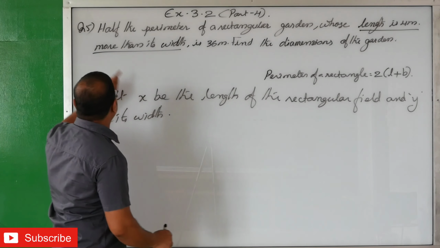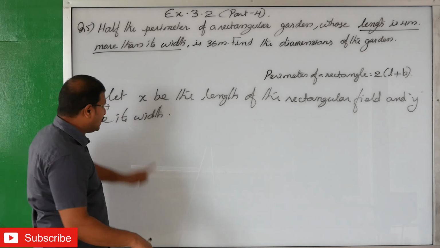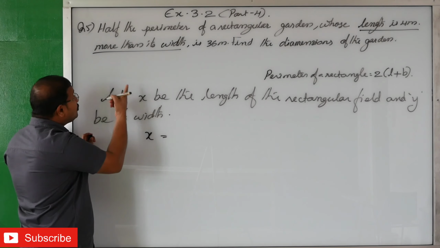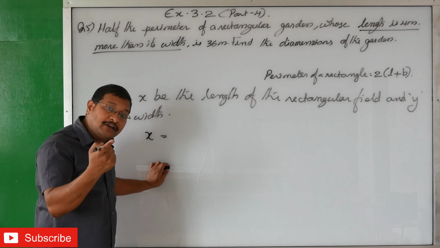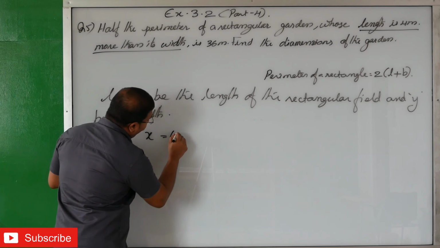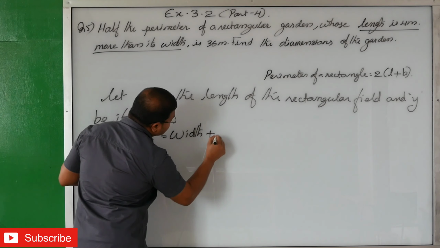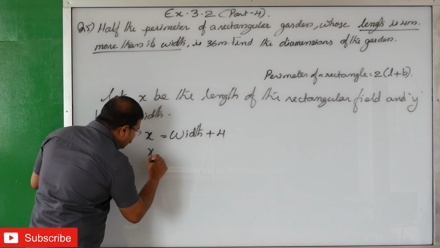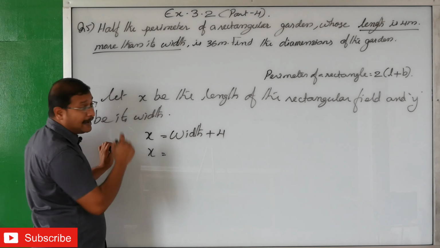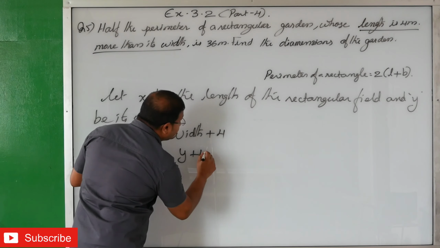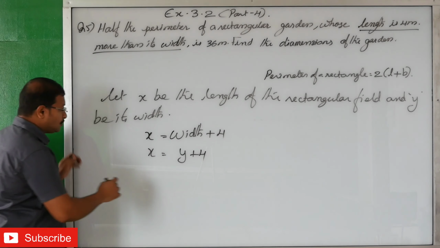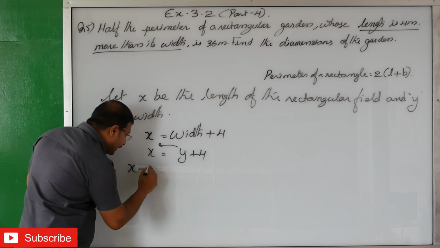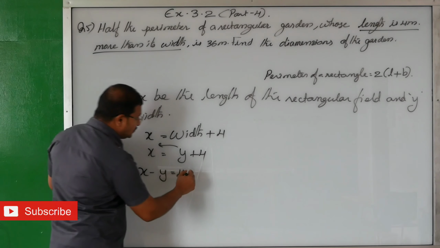Length is 4 meter more than its width. What is the length here? Length is x. So x is 4 meter more than its width, which means width plus 4. So x equals, what is the value of width? y, isn't it? So x equals y plus 4. Now this y will carry to the next side, that means x minus y equals 4. This is equation number 1.